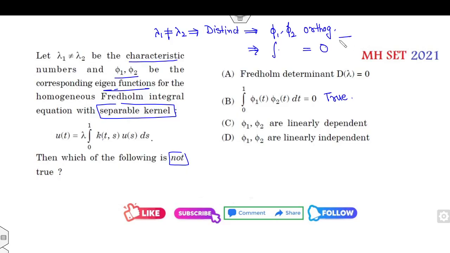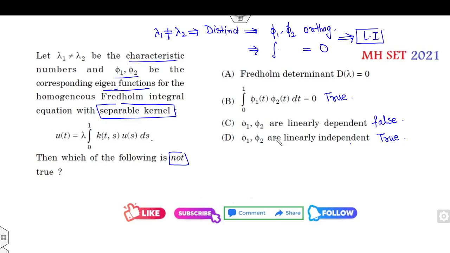Once they are orthogonal to each other, phi 1 and phi 2 are linearly independent. That statement is also correct. Fine. Once they are linearly independent, they are not dependent. So that statement is false.